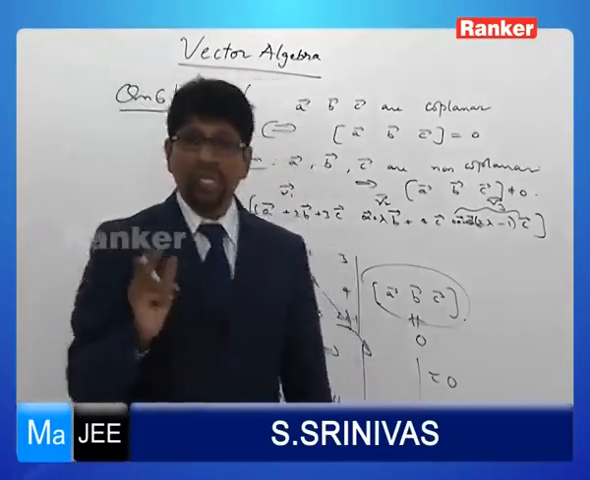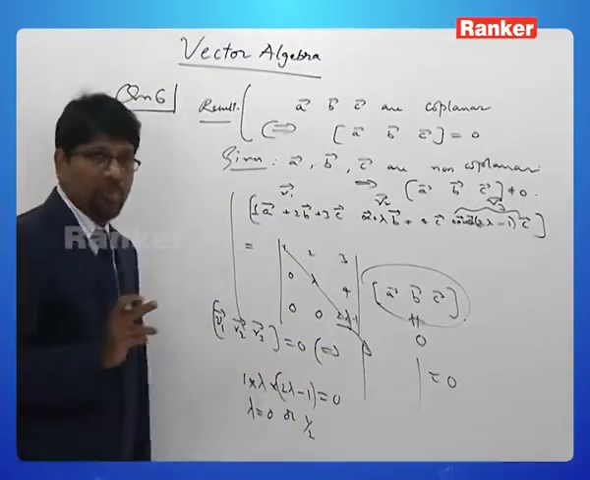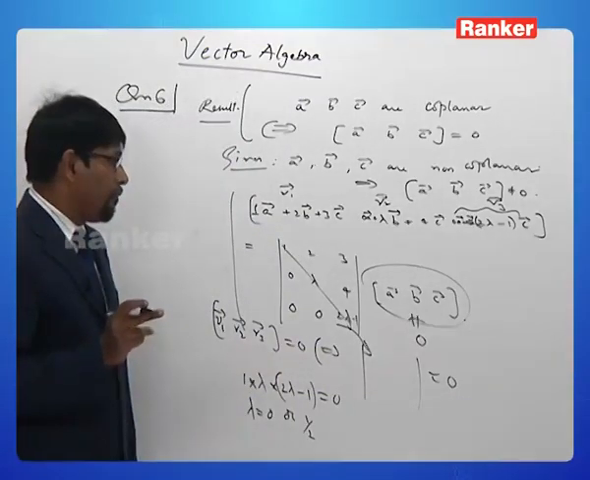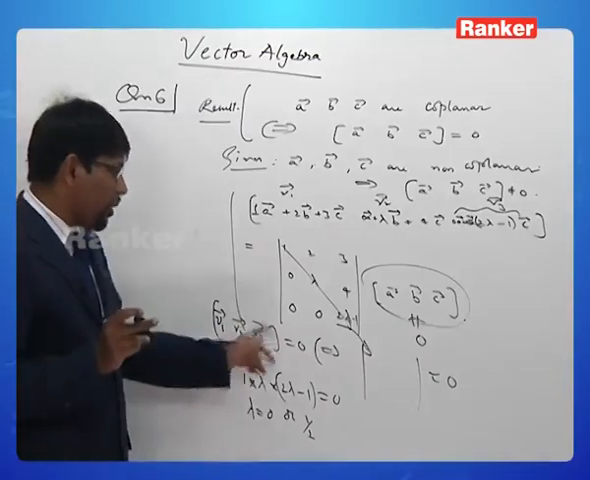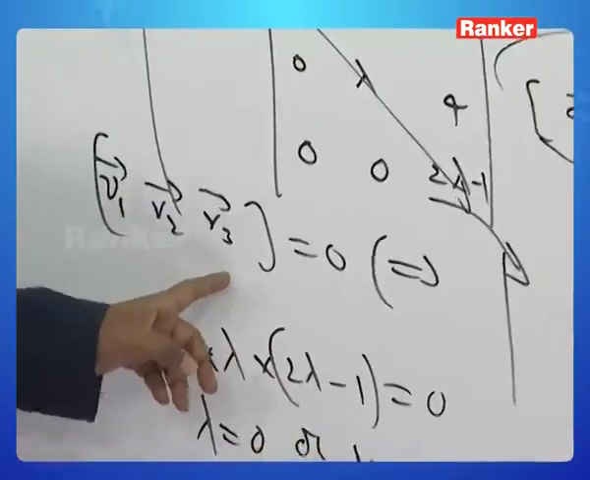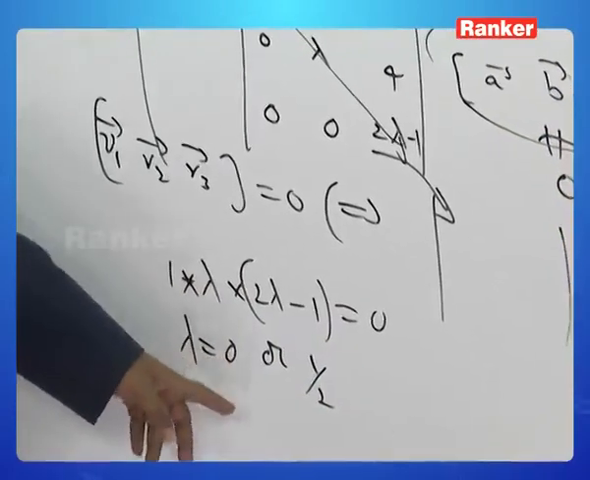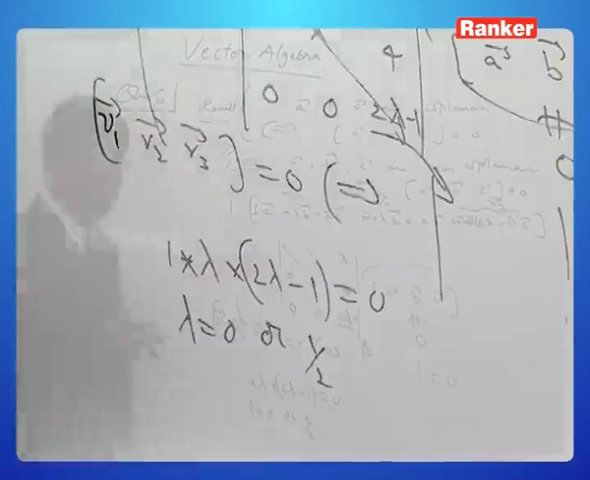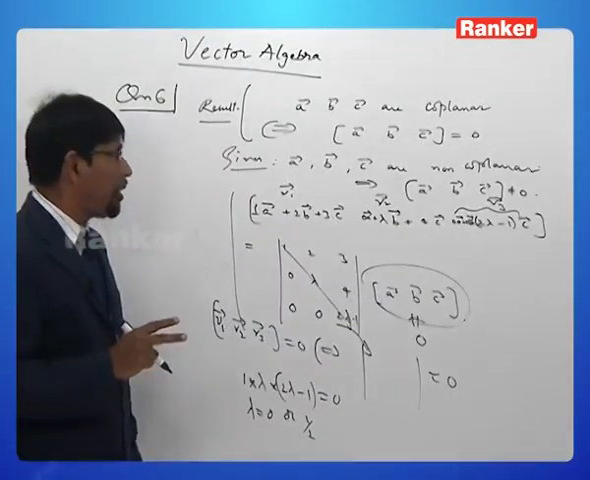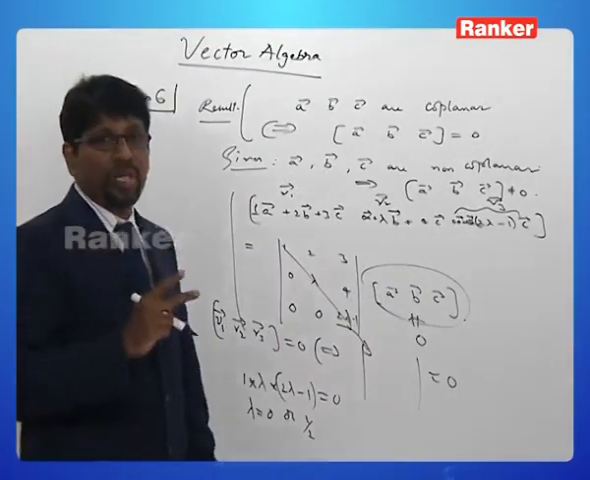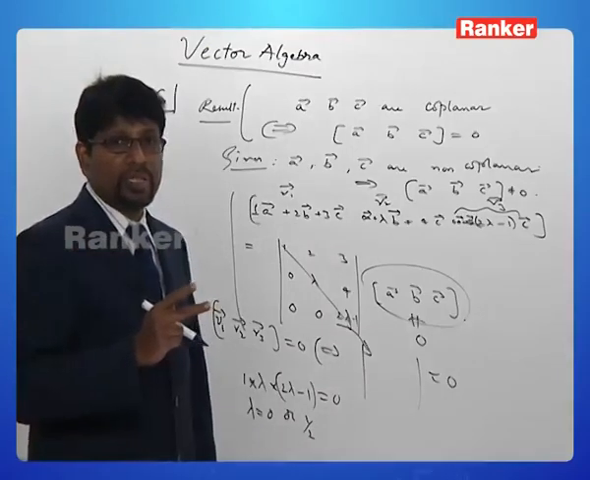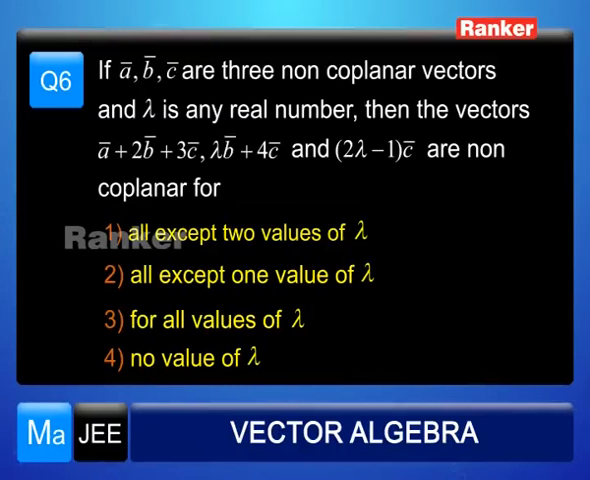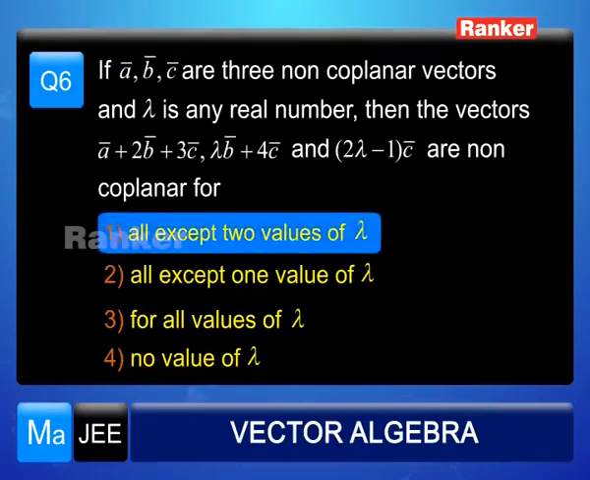So for all but two values of lambda, these three vectors v1, v2, v3 will have the box product non-zero. The box product can be 0 only for lambda equal to 0 or half, that is only two values. For the rest of the values of lambda the box product will be non-zero, which means that for all except two values of lambda, these three vectors have to be non-coplanar. So option 1 is right. Option 1 is right.